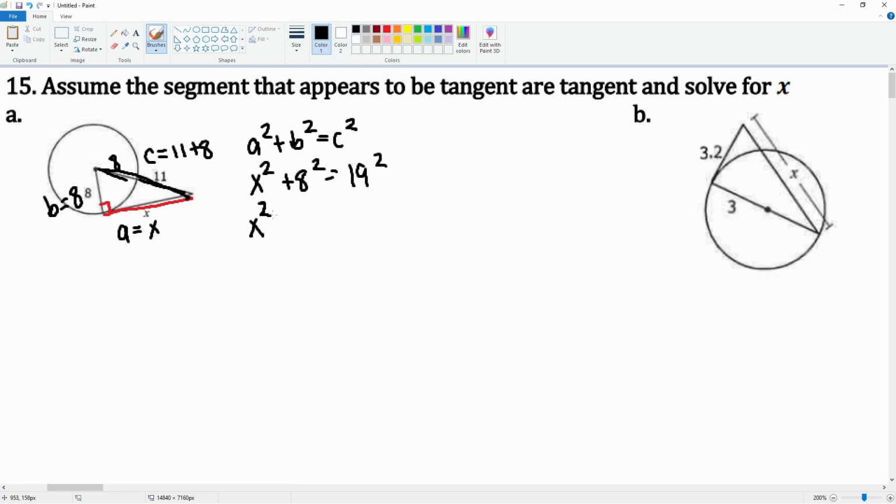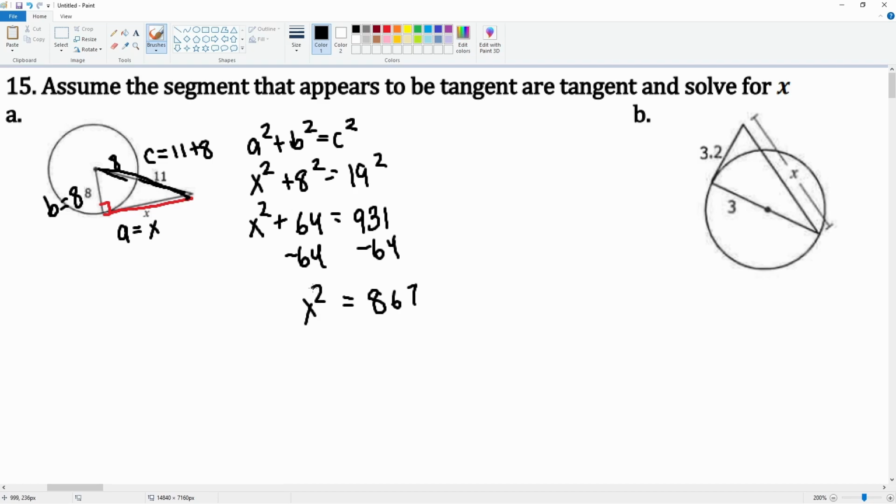All right, x squared plus 64 is equal to 19 squared. We can use a calculator if you do not know what 19 squared is. 19 squared is 931. Right? Subtract 64, subtract 64. This gets you 867 is x squared.